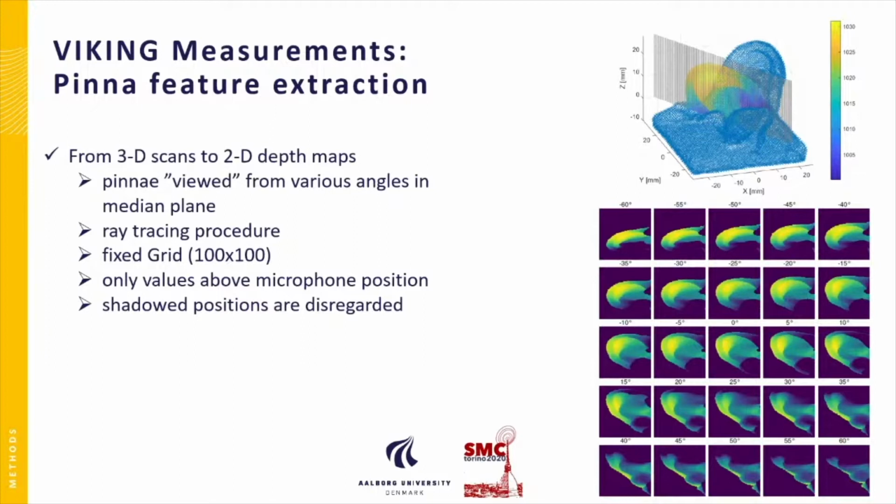That means that if we had multiple intersections from the same ray, only the intersection closest to the sound source would be considered. The figure to the top right shows an example of calculating such a depth map at an elevation of minus 30 degrees for a subject, while the figure to the bottom right shows depth maps at multiple elevation angles.